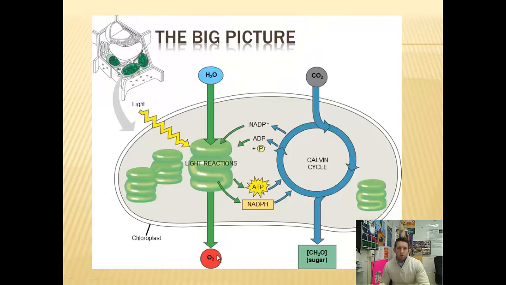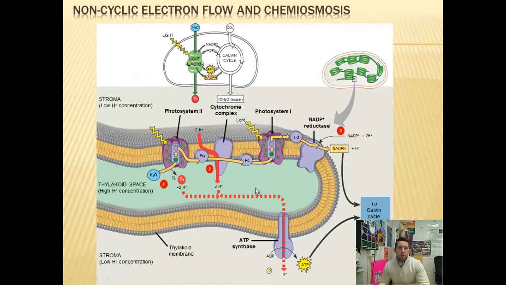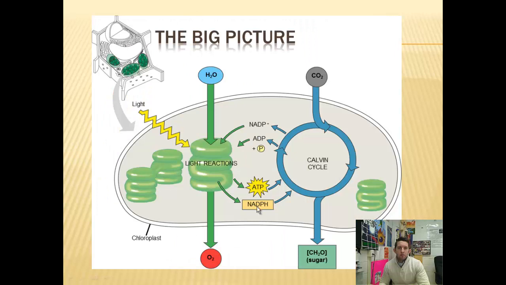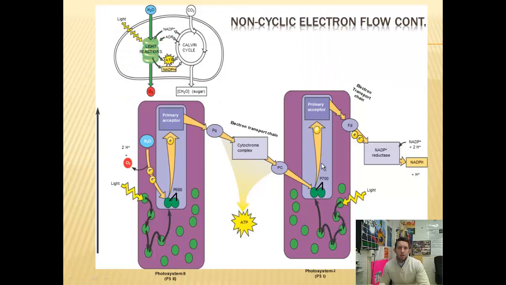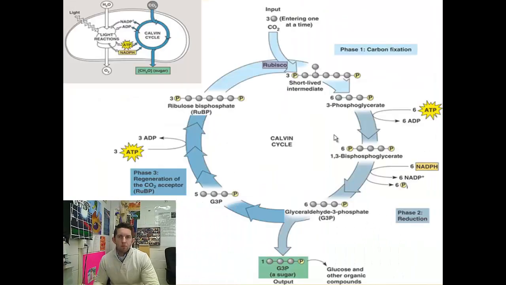Just a review. We showed how oxygen was produced as a waste product from water splitting to replace electrons in photosystem 2. We showed how NADPH is created when NADP plus is reduced by ferredoxin. And we showed how ATP is produced in chemiosmosis through the buildup of hydrogens in the lumen. Why is it important that we make these? These two specifically will run the Calvin cycle. Let's look at the Calvin cycle briefly.